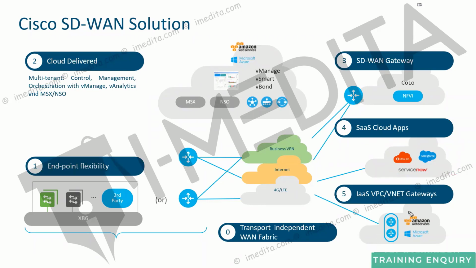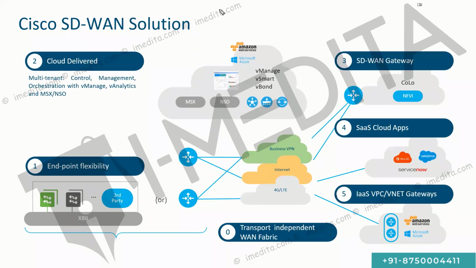In fact, if you have deployed your infrastructure on some public cloud such as AWS or Azure, the cloud on-ramp for infrastructure as a service feature allows us to extend the capabilities of the SD-WAN, or extend our SD-WAN solution, to the infrastructure that we have hosted onto the cloud.